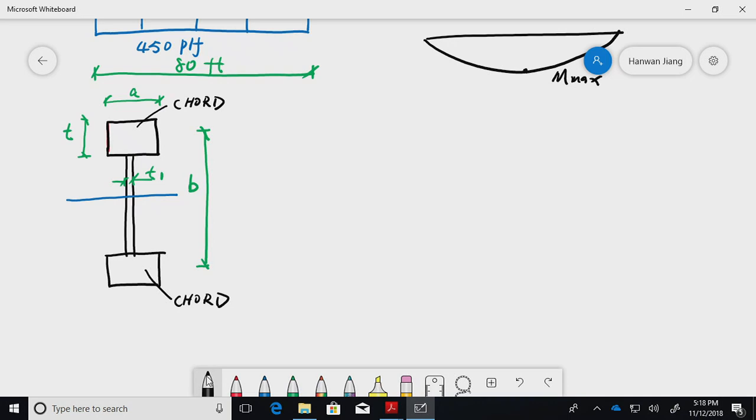Based on the stress equation, the stress at the center point of the cord would be equal to the maximum moment times the distance from the point to the neutral axis, which is B divided by 2, divided by the moment of inertia. The moment of inertia of the total would be equal to the moment of inertia of the cord about the x-axis plus the moment of inertia of the web, or the sheathing.